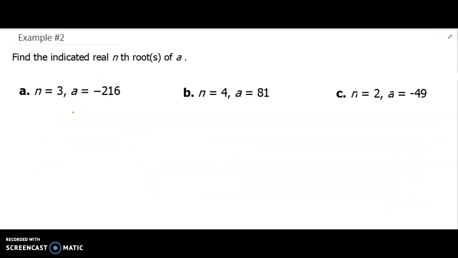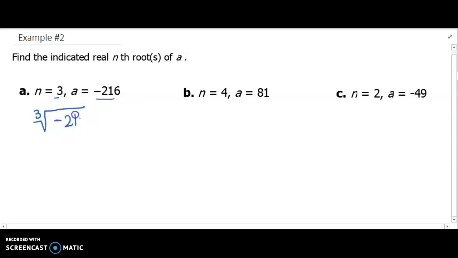All right, let's look at example 2 here, guys. It says find the indicated real nth roots of a. So what it wants is the third root of negative 216. We would write that as the third root of negative 216. Now remember, if the index is an even number, the answer we get will be an imaginary solution.